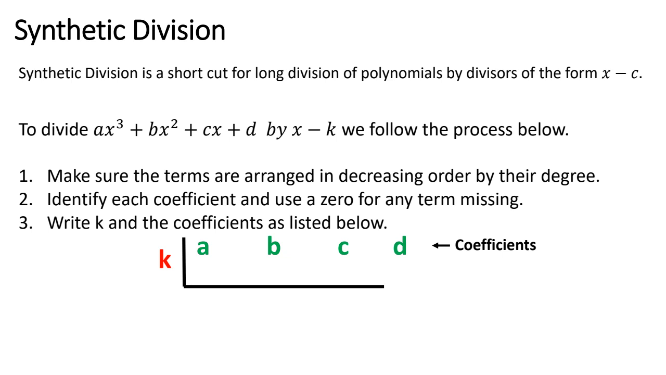Okay. Again, only the second part of our coefficients, as listed below. So here's a generic example of how we're going to do synthetic division. K is from my divisor. The a, b, c, and d are the coefficients of my polynomial. So let's say that my polynomial is this one, ax cubed plus bx squared plus cx plus d. These are only the coefficients, the numbers that are in front of the variable x.